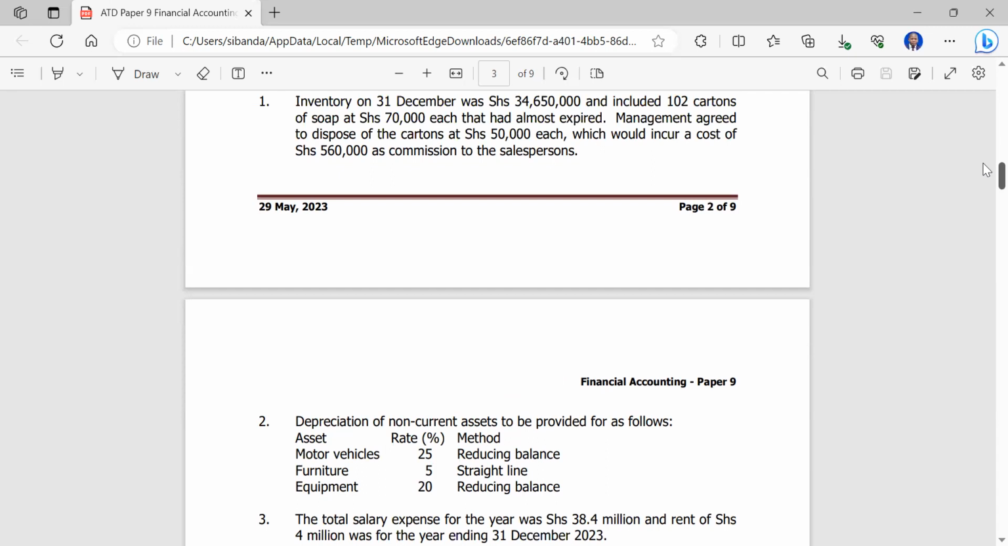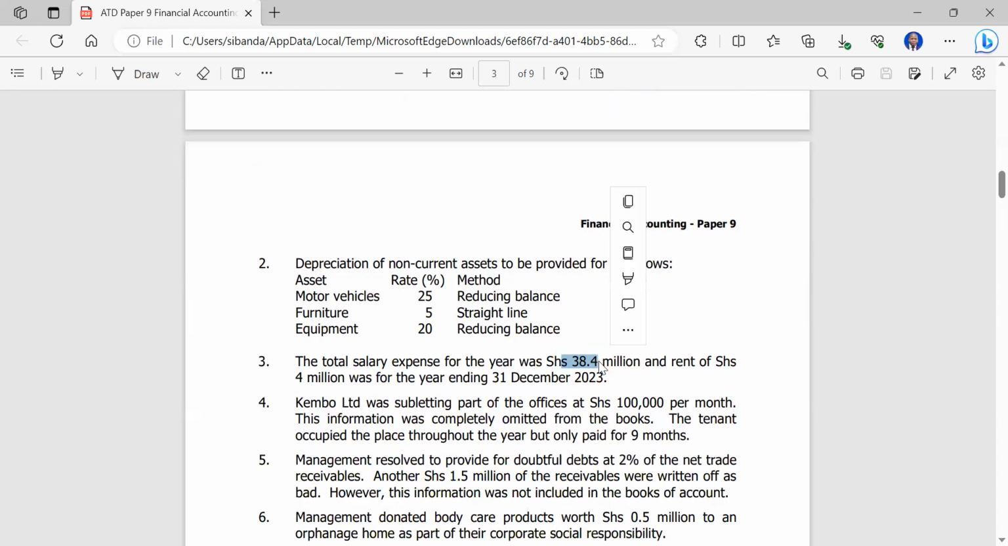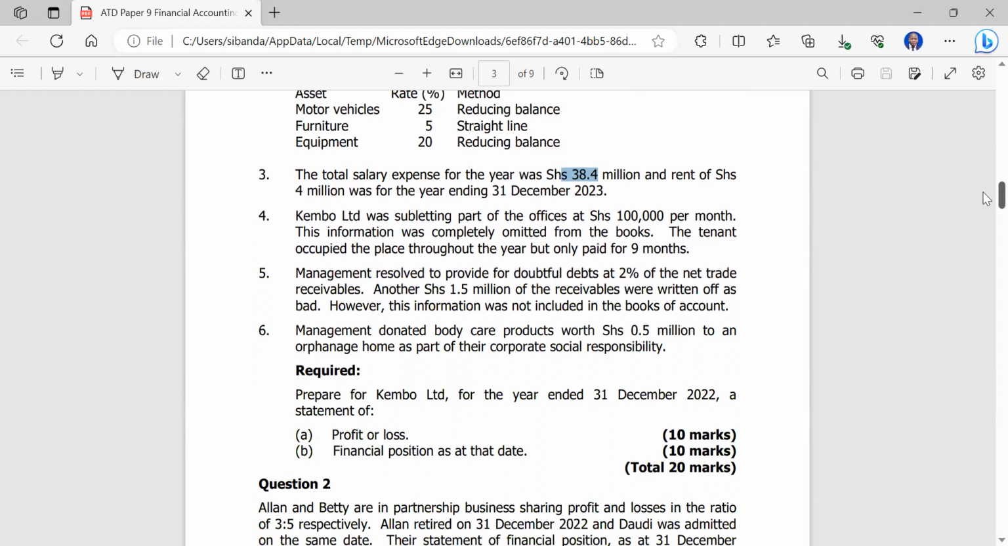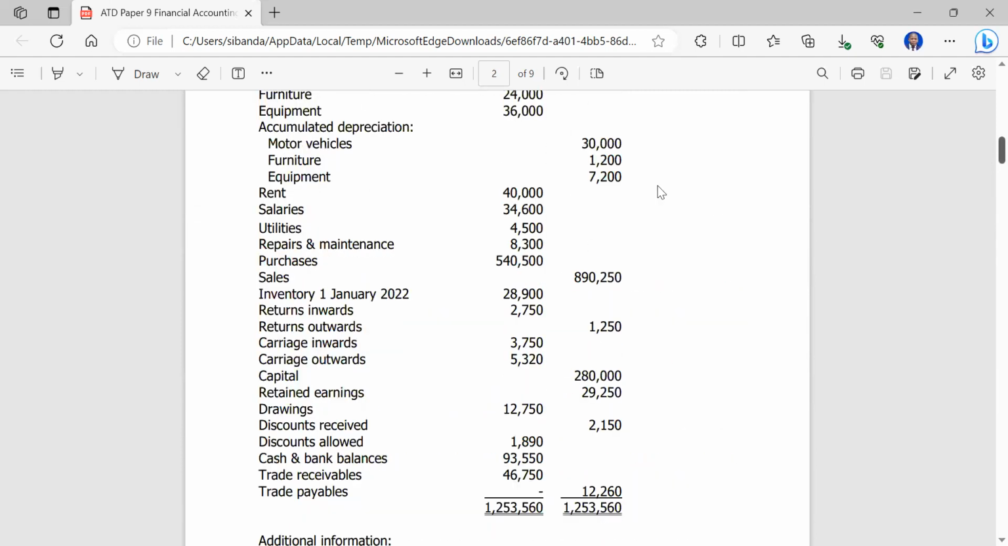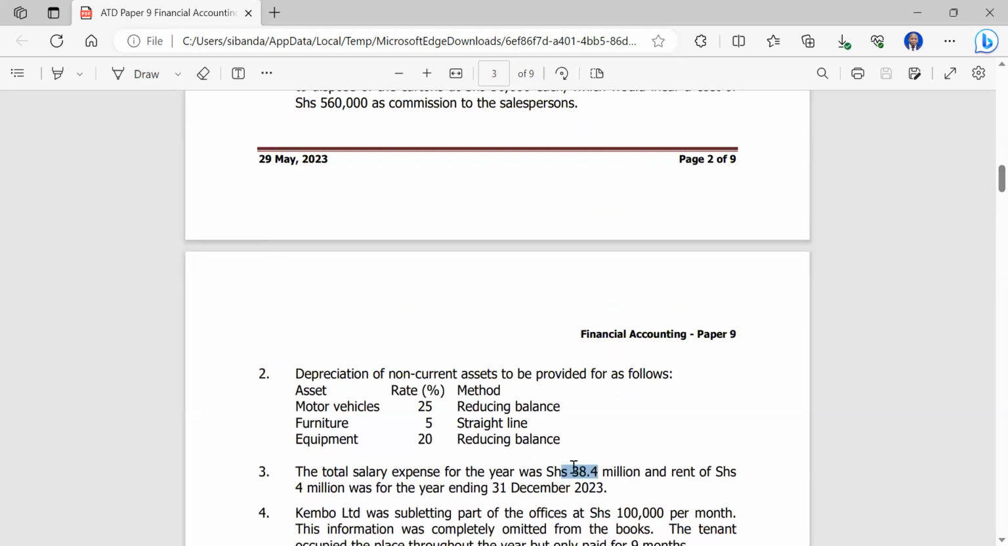So it means that in my profit and loss, I will recognize the 38.4 under my expenses. But when it comes to my statement of financial position, I will have accrued salaries under my liabilities, which is the difference between the 38 and the 34. You understand? For the expenses, we shall just take the 38.4 because they have told you the total salary expense for the year is 38.4. So this is all you need in the statement of profit and loss.